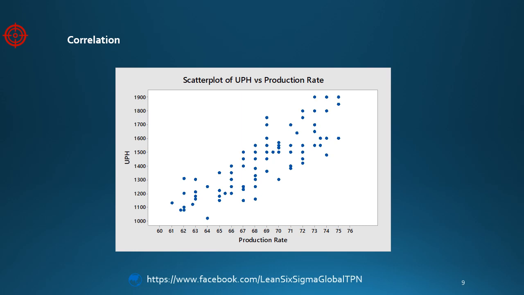The second tool we use is correlation. It uses a single value to quantify the strength and direction of a linear association. For example, the correlation between production rate and UPH is 0.832, which indicates that the two variables have a strong relationship in the positive direction.